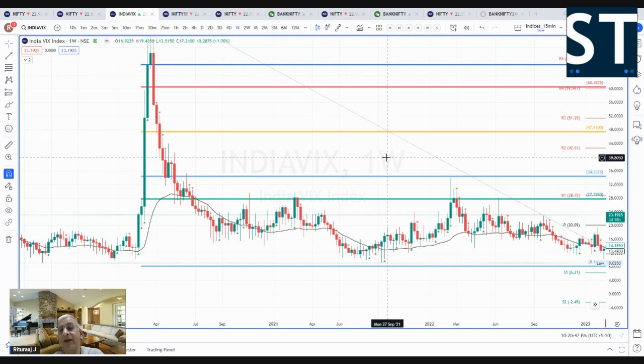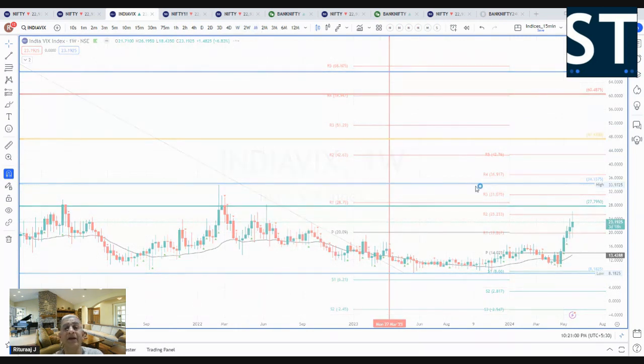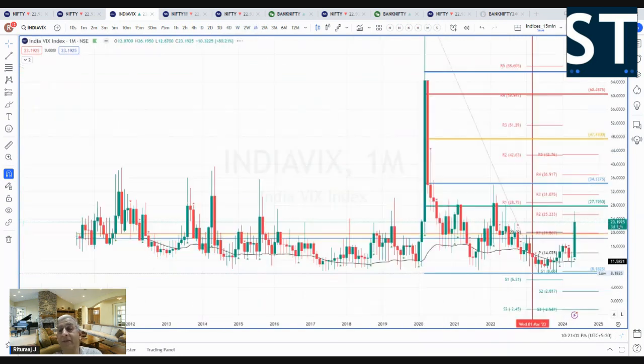We are nearing a very crucial date, 4th of June. Do not expect India VIX to remain stable. It has already started moving out. Let me see if I can get a monthly chart here. इस एक महीने में India VIX has gone up by 80%. Do you see this figure here? 80.21%.